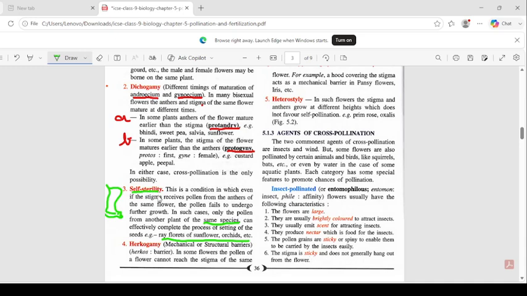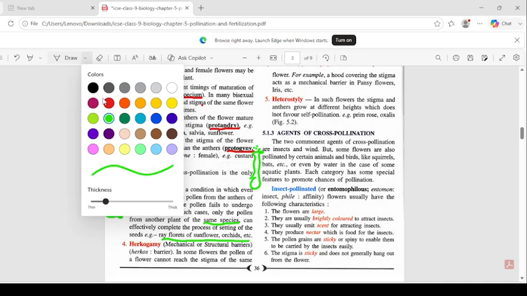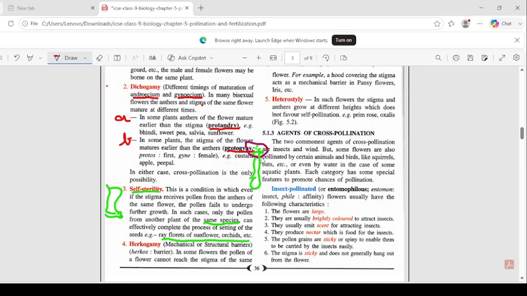Next we are moving to hercogamy. Hercogamy means the stigma is covered by some mechanical barriers. As we know, the pollen grains are reaching on the stigma. A carpel consists of stigma, style and ovary. So stigma is the part where pollen grains are landing. Suppose this stigma is covered by some paper-like or polythene-like structure. What may happen? The pollen grains will not be able to reach the site of pollination or the landing platform, that is stigma.